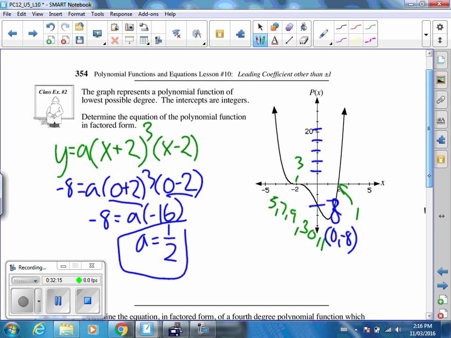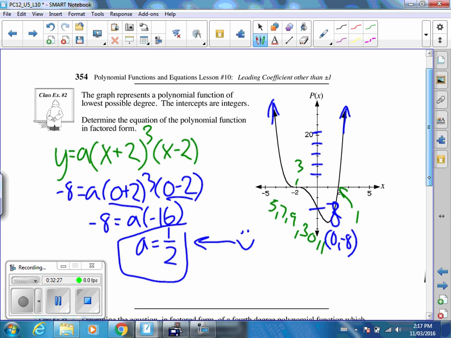Now, another thing that's really handy to do is to check. This is opening up, so it should have a positive a value. Did I get a positive a value? Yes, I did. You could also type the whole thing into your calculator, right? And just see, did it work?